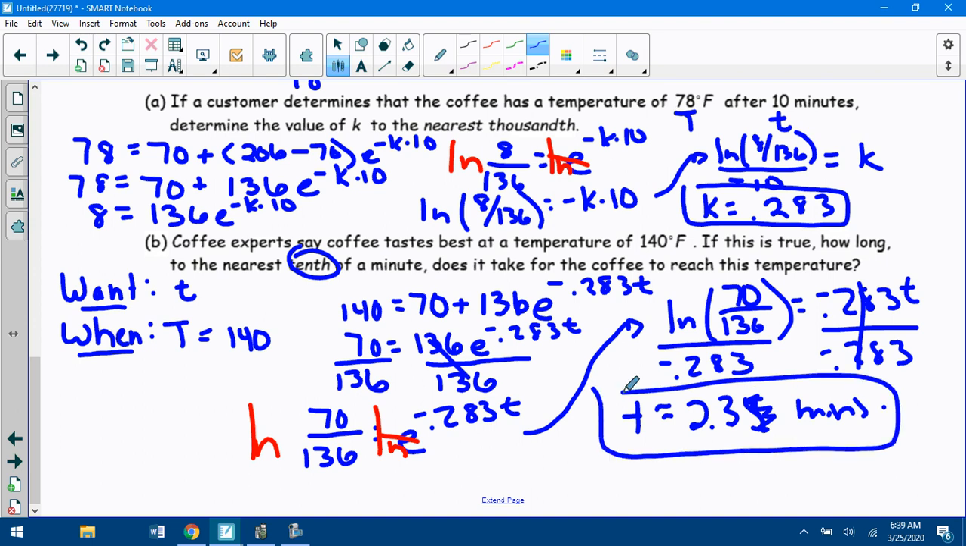All right, there you have it. So now you know how to solve exponential applications algebraically. And that's usually what the Regents is going to ask you to do. Okay, so give the homework a shot. Let me know if you got any questions, and good luck.